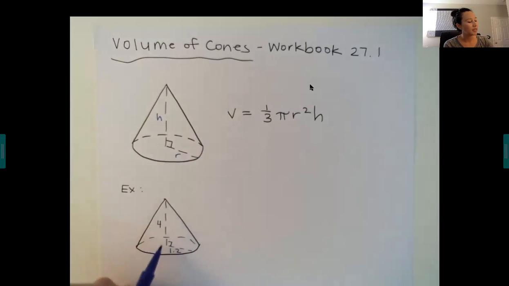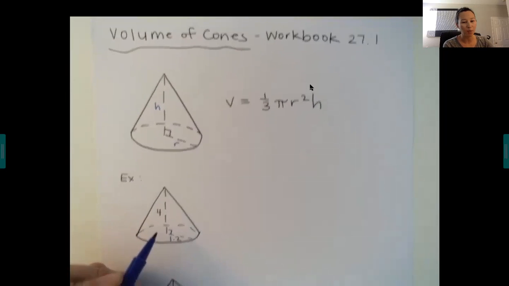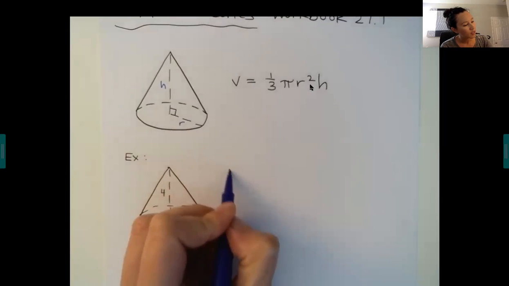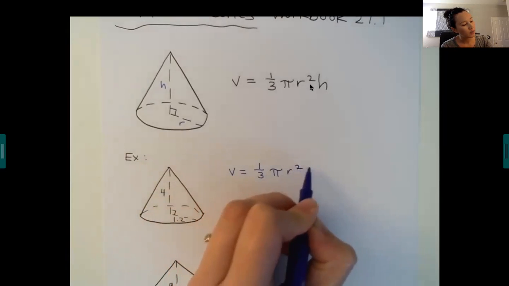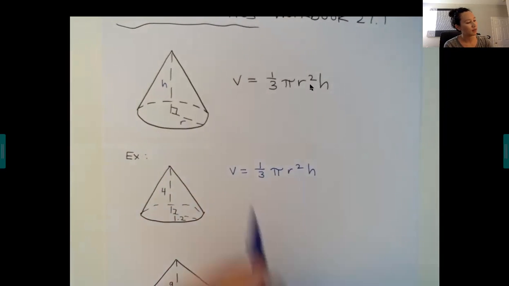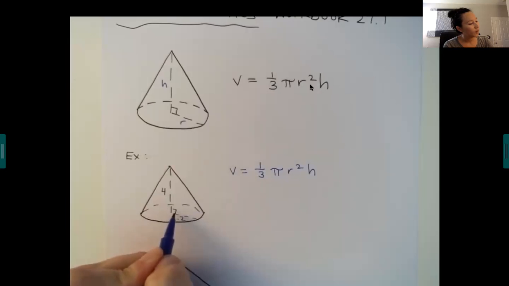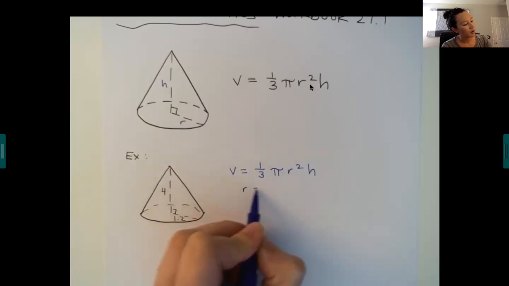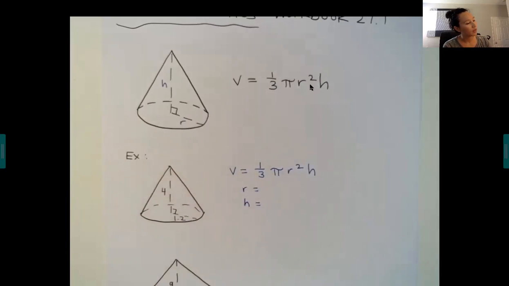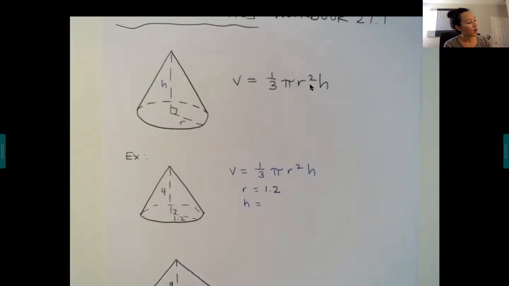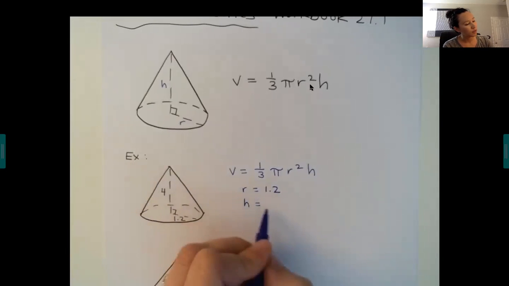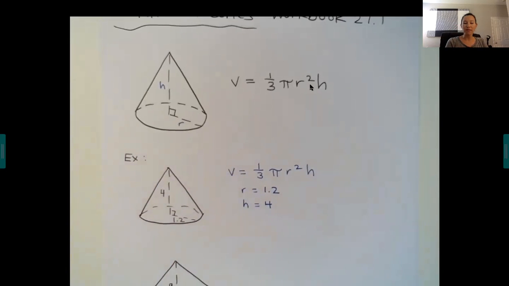So here is the step-by-step example on workbook 27.1. I thought I'd go over it with you. Our formula is 1/3 pi r squared times the height. So what do we need? We need r and we need h to plug in. Our radius that they gave us is 1.2. Our height is 4. As long as we have the radius and the height, then we can find the volume.